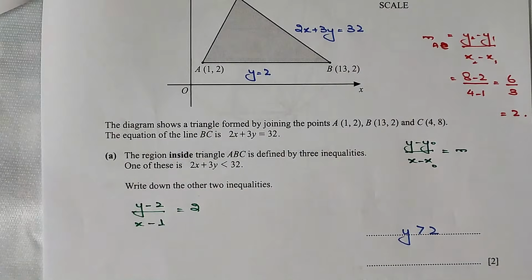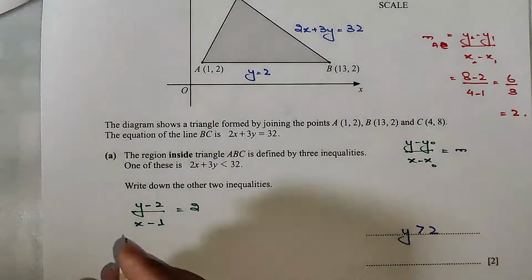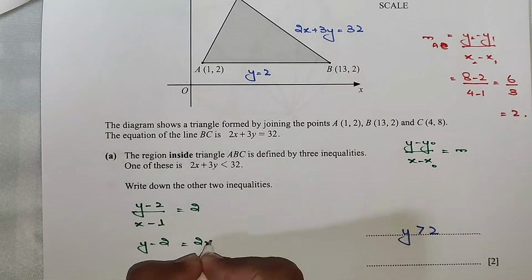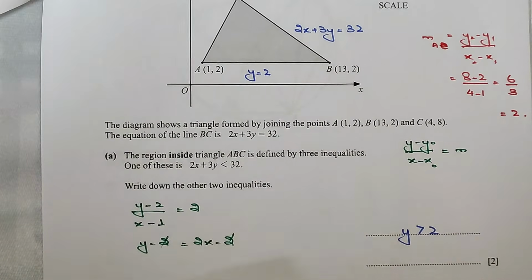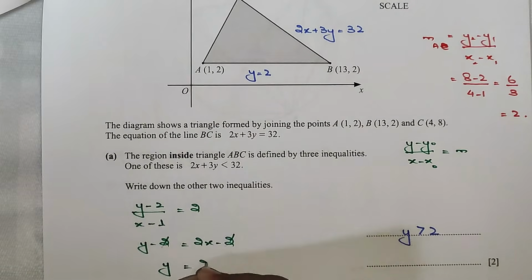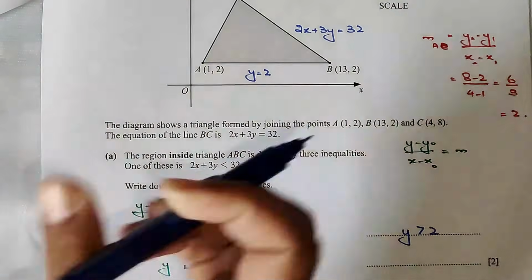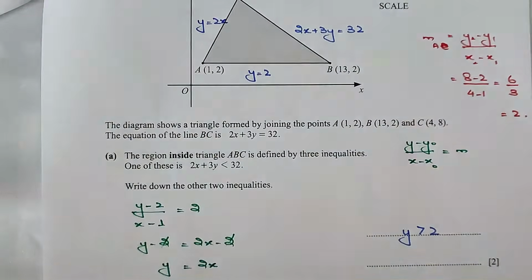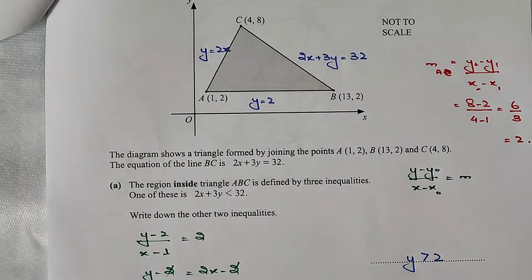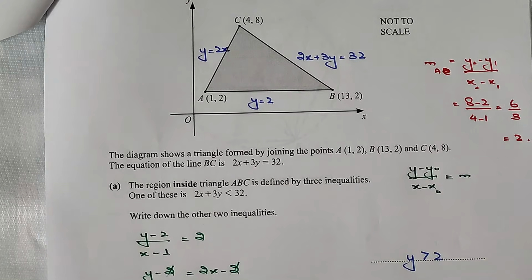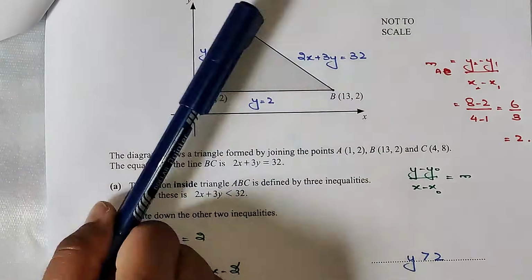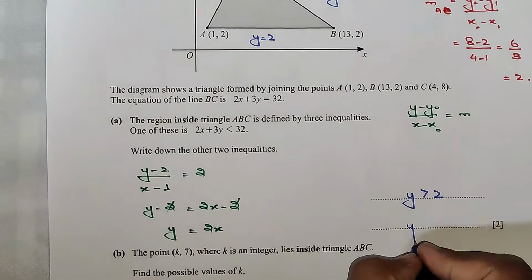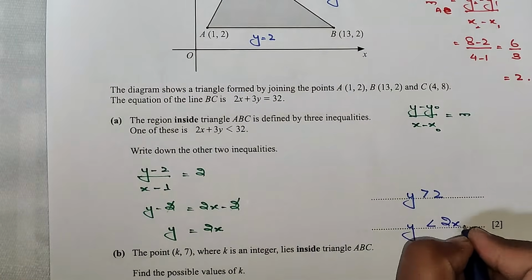So let's do a cross multiplication and find the equation of line. So y minus 2 would be equal to 2x minus 2. So negative 2 would be cancelled out, so y would be equal to 2x. So the equation of line for AC is y equals 2x. Okay, now what does this inequality represent? All the shaded portion is lower, so y is less than 2x. Y is less than 2x.